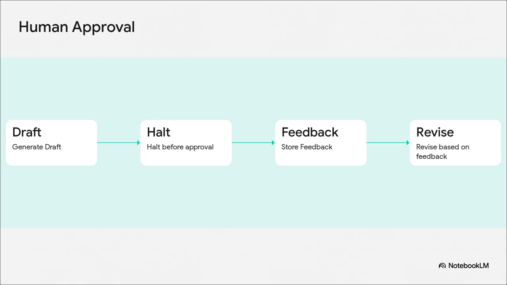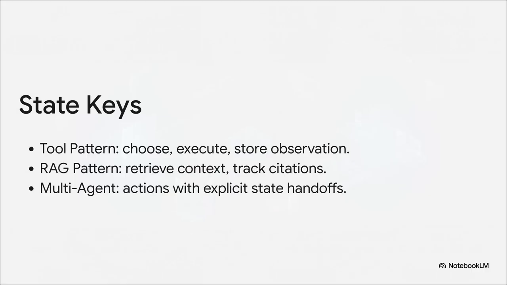So, you define a state machine that generates a draft, but you use halt before on the approval node. Boom, the state persists to your database, totally releasing the server thread. Later on, human feedback is injected using the step function, and the graph safely resumes and revises. Other critical patterns basically just rely on passing explicit keys through that state dictionary.